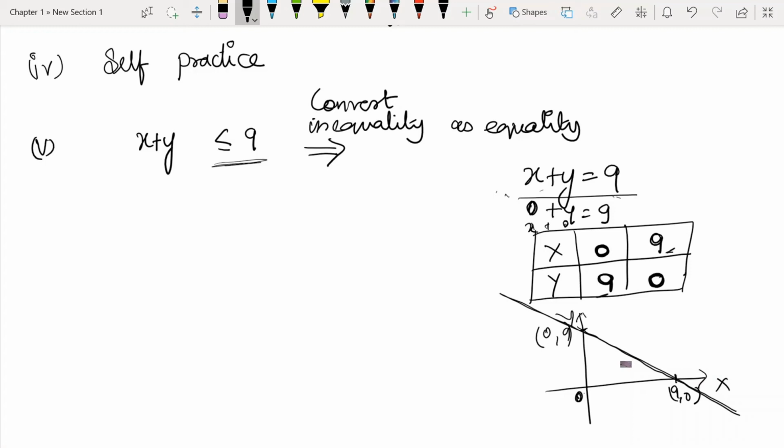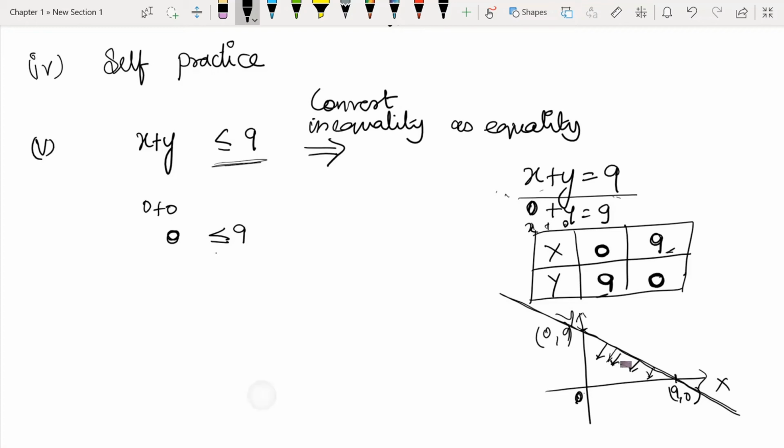So what you should do is just substitute 0 and 0 in both. Suppose x is also 0, y is also 0. Where is the region? Below. Correct? So if I substitute 0 here, I substitute 0 here, what I get is a 0. 0 is less than or equal to 9. Is it less than 9? True. Right? So the region is below the line.